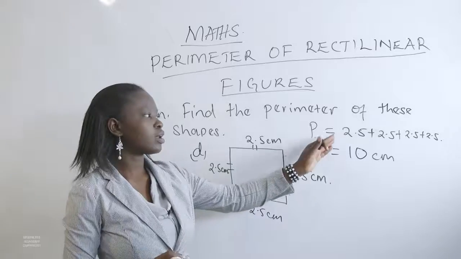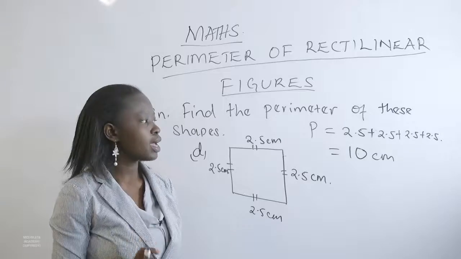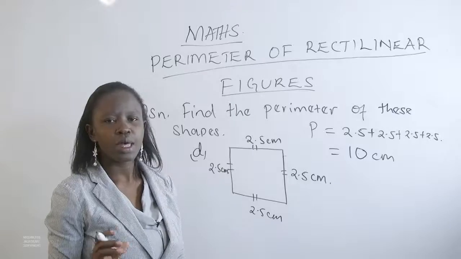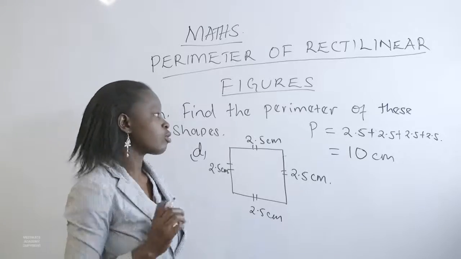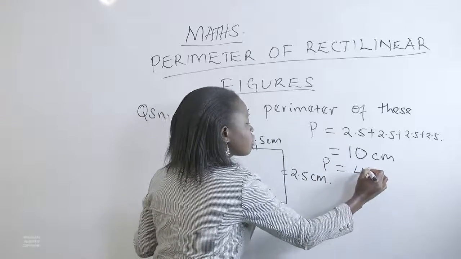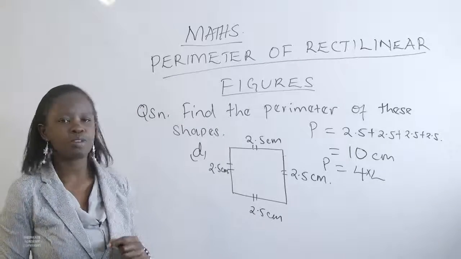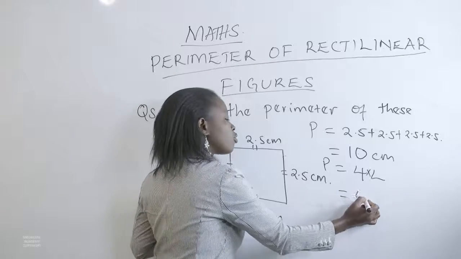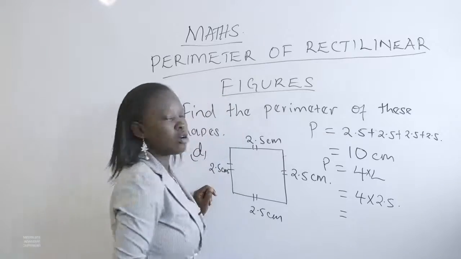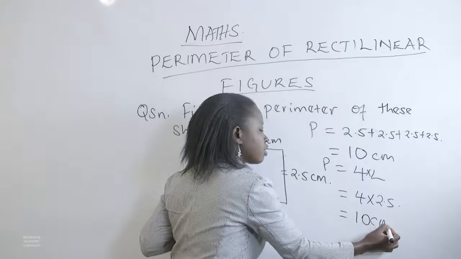Alternatively, we are now discovering that we are adding the 2.5 repeatedly four times. When we are adding the same number repeatedly four times, then it simply means it is the number multiplied by 4. So this means that the perimeter of a square can also be obtained by 4 times the length of the given square. So if our length is 2.5, then we have 4 times 2.5, and 4 times 2.5 will give us 10 centimeters.